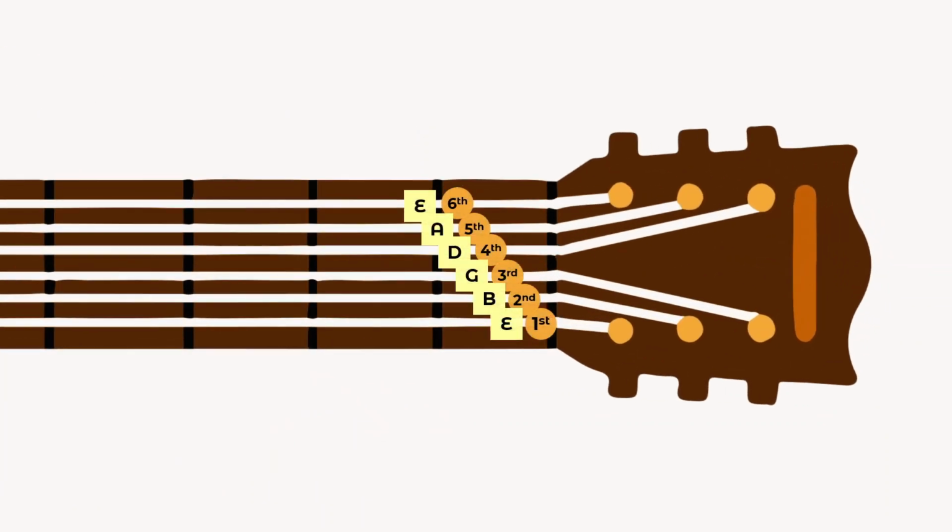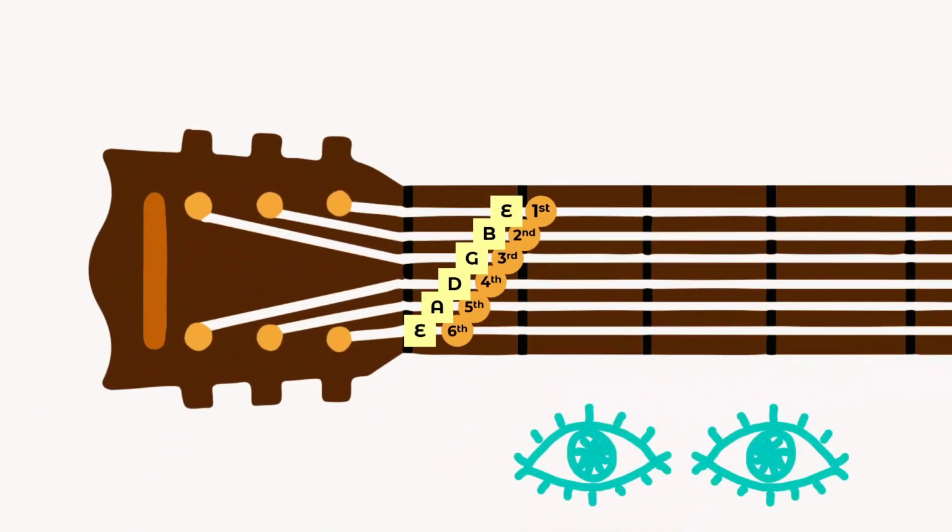Why does the numbering start from the bottom? I'm not sure, but maybe it's because when we play the guitar, we view the strings upside down. So we view the bottom string as the top string, and it would be easier to remember that as the first string.